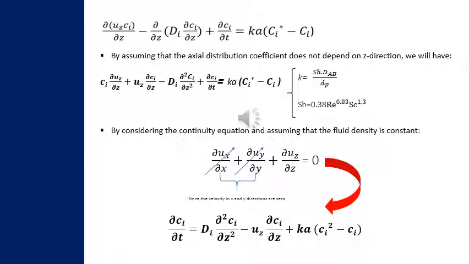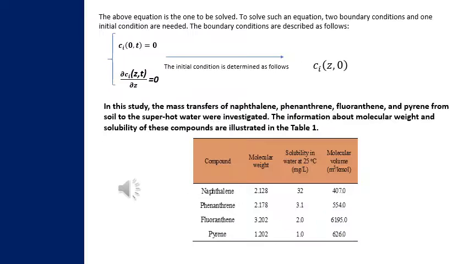By considering the continuity equation and assuming that the fluid density is constant, since the velocities in the x and y directions are 0, the above equation turns into the following equation. Finally, we have the equation that you see. To solve such an equation, two boundary conditions and one initial condition are needed. The boundary conditions are described as follows.